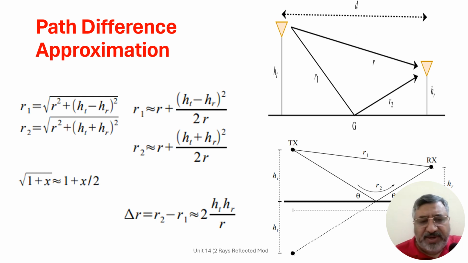So why are we calculating the path difference? This path difference is used for the approximate derivation of the electric field and then the power required at the receiver side.